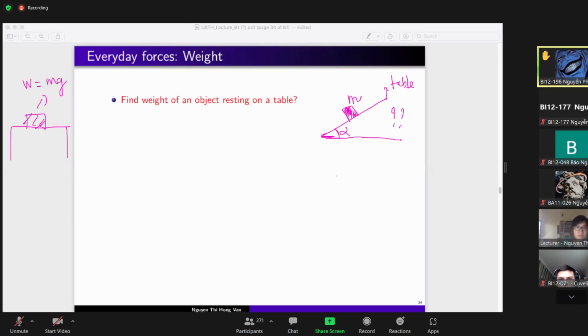Okay, so the weight of the object is mg sine alpha. Why? Because the weight of the object is equal to the normal force, and the object has mg here, and the normal force is perpendicular to the surface. And it's equal to mg sine alpha. And then you have mg plus N.